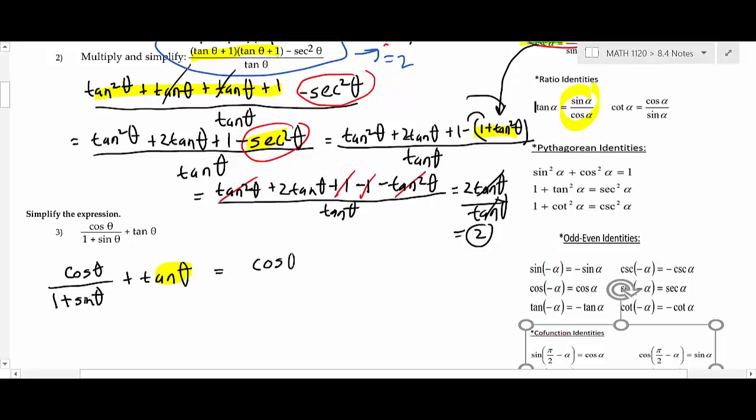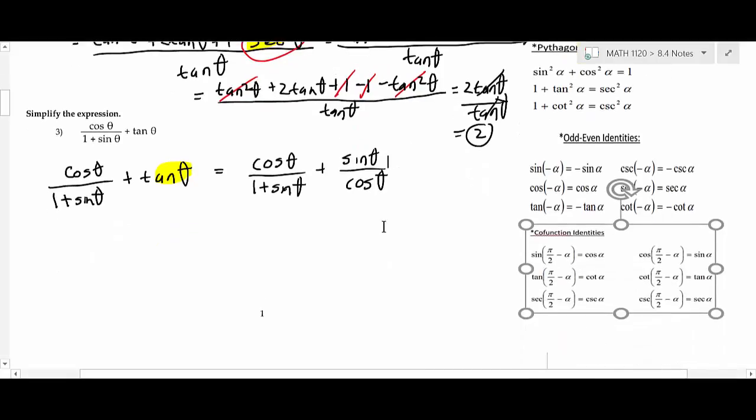I'm going to keep the cosine alone, and I'm going to keep the sine alone, but I'm going to change that to sine theta over cosine theta like that. One thing that's very helpful when you're working with identities is to get everything written in sines and cosines. And then we're going to add these two fractions together. So from algebra, if you're going to add two fractions, what do you have to accomplish? You've got to get a common denominator, right?